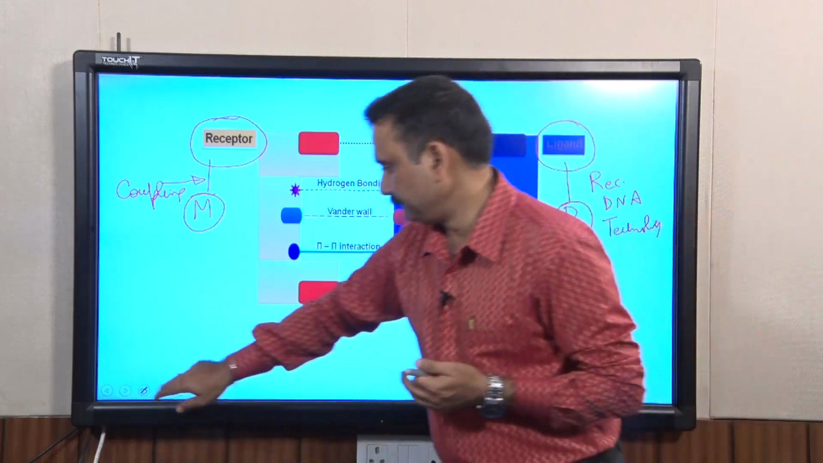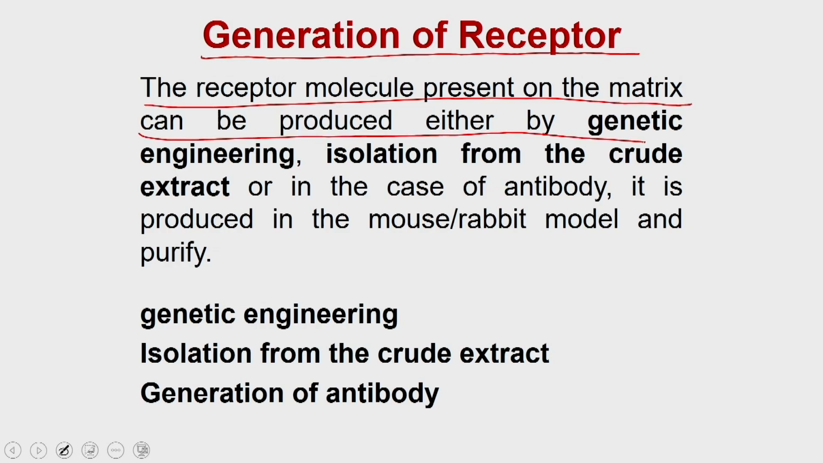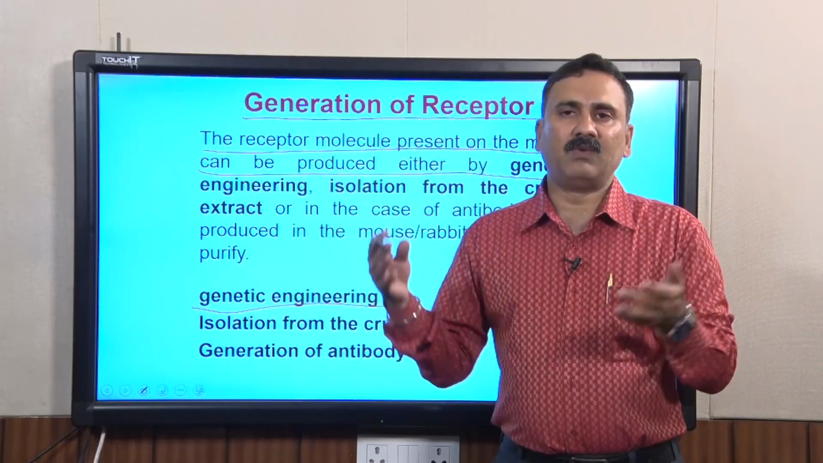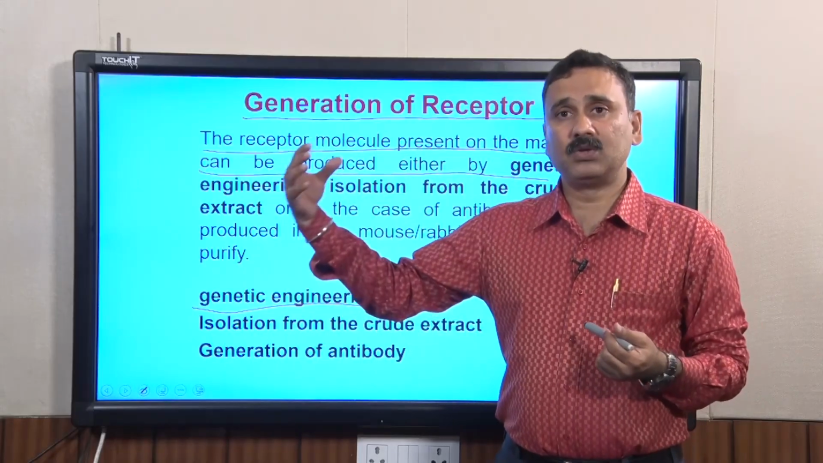chromatography columns. So, as I said, the prime requirement of affinity chromatography is that you should have the flexibility, or the ability, to generate the receptor. The receptor molecule present on the matrix can be produced by three methods. One is called genetic engineering, which means you can clone that particular receptor into a bacterial or eukaryotic expression system, and that will allow you to overexpress this protein in the host, and then you can purify that protein using the different chromatography techniques we have discussed, and that is how you are going to have the receptor of your choice, which you are going to couple to the matrix.